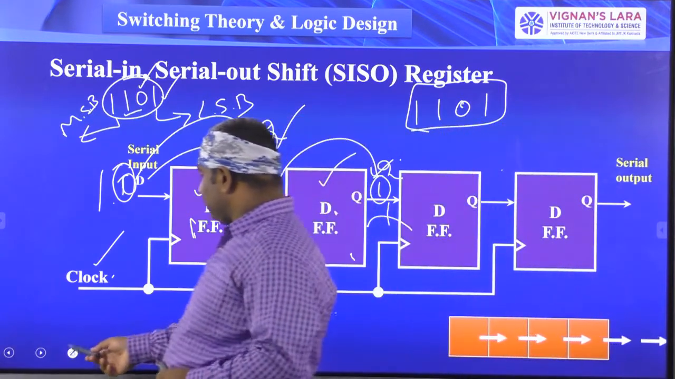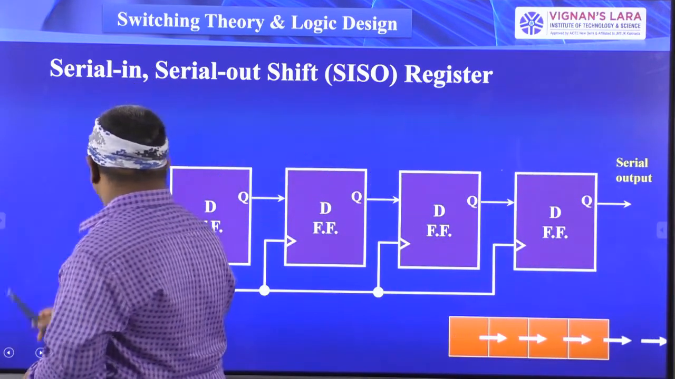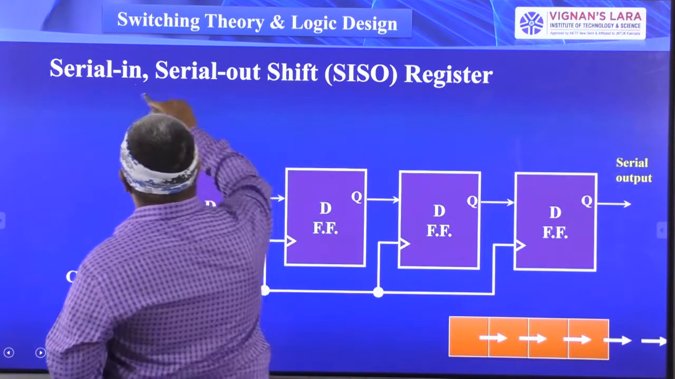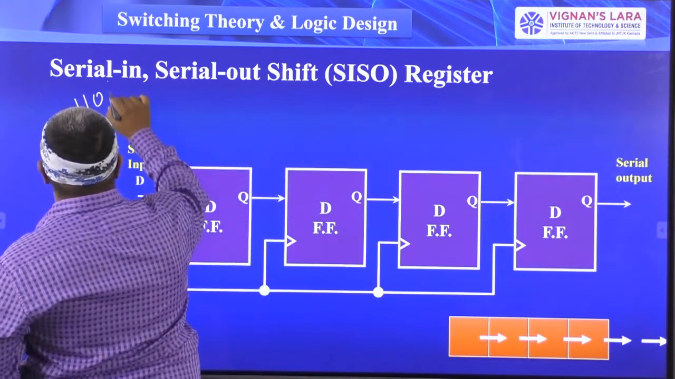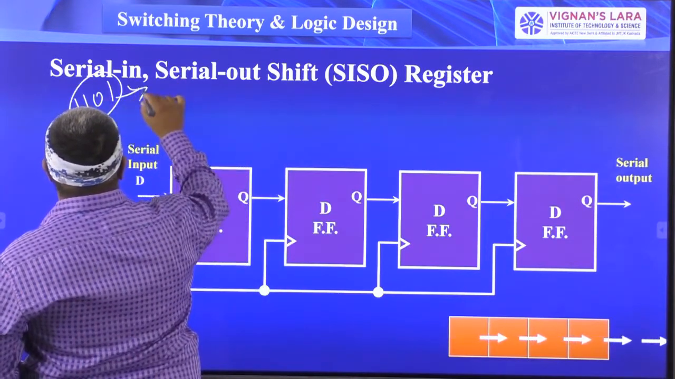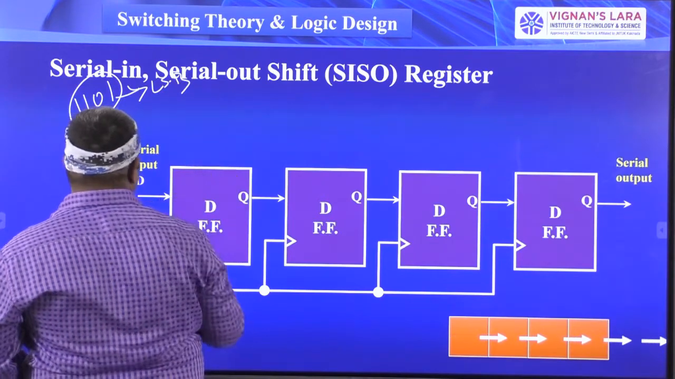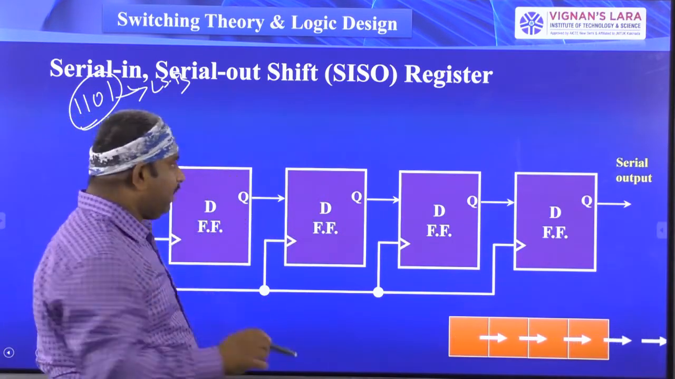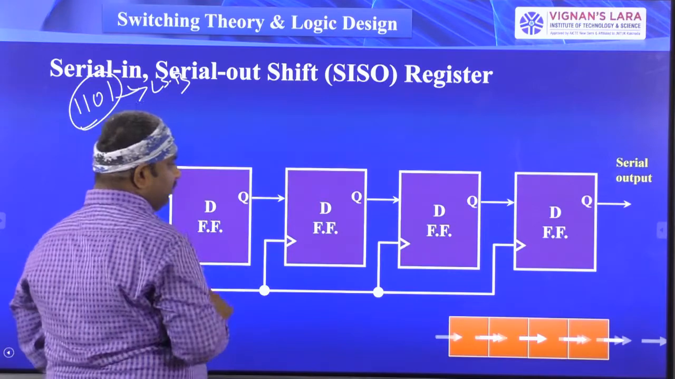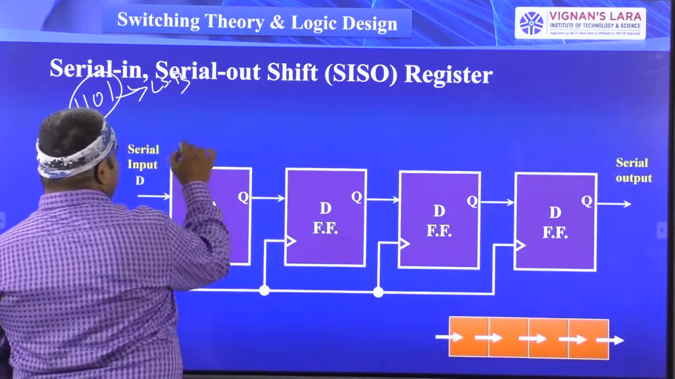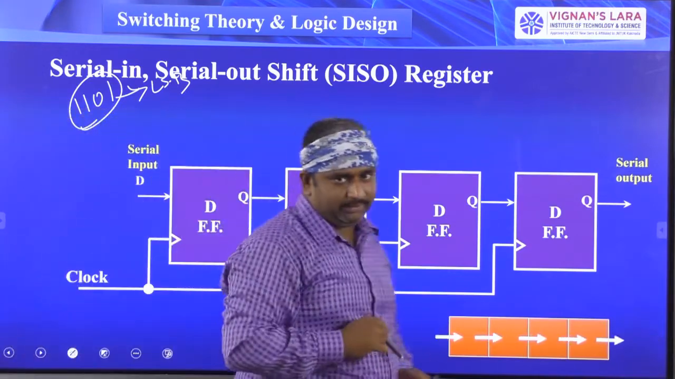Okay, let us take a somewhat clearer example. Now I want to store the data 1101. In this, first I have to give the LSB data. So when I am giving the first clock pulse, here I am putting the data D equal to 1.